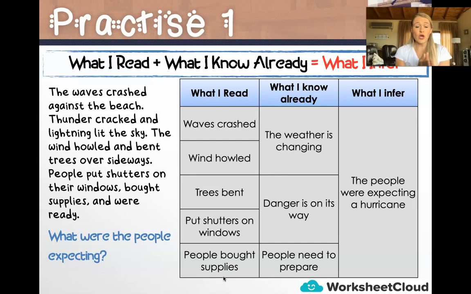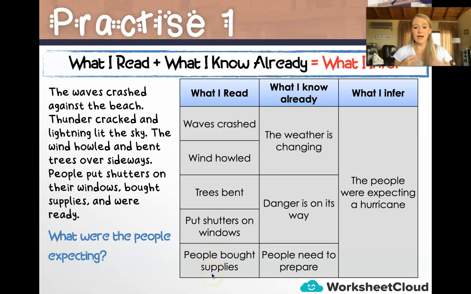Those are the clues of the text. Now, we start thinking about our knowledge. Waves crashing, wind howling. That's telling me that the weather is changing. Then trees start to bend, and then we have to put shutters on windows. Bending trees is hectic, so that's not normal. So all of a sudden we think, oh no, something's going to happen. So danger is on its way.